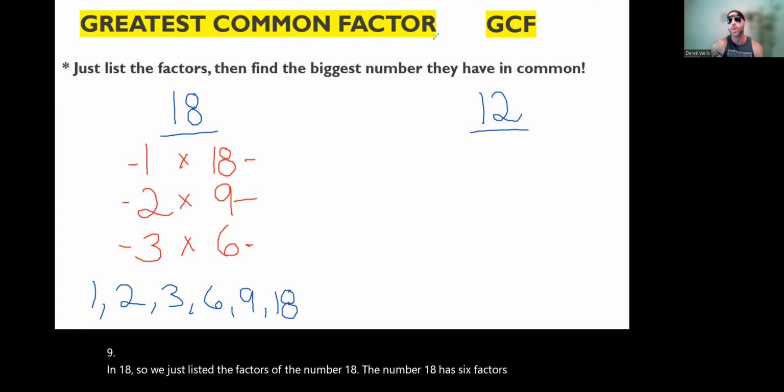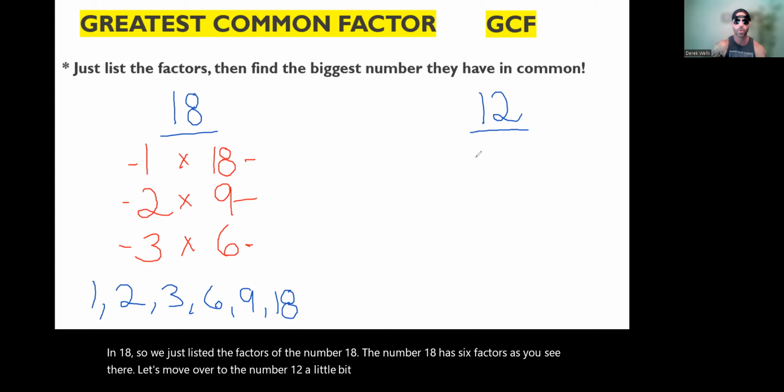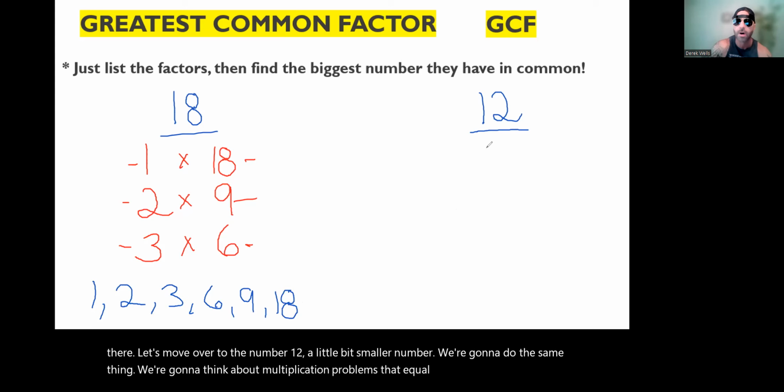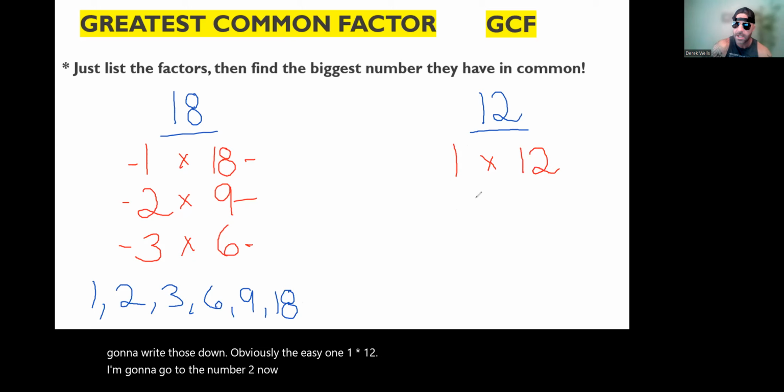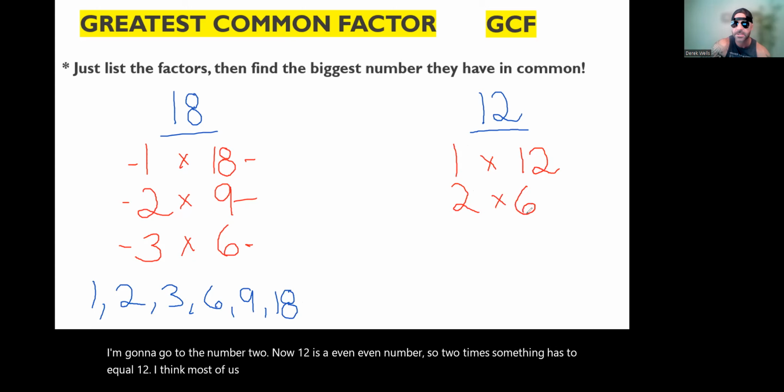Let's move over to the number 12, a little bit smaller number. We're going to do the same thing. We're going to think about multiplication problems that equal the number 12, and we're going to write those down. Obviously, the easy one, 1 times 12. I'm going to go to the number 2 now. 12 is an even number, so 2 times something has to equal 12. I think most of us know 2 times 6.